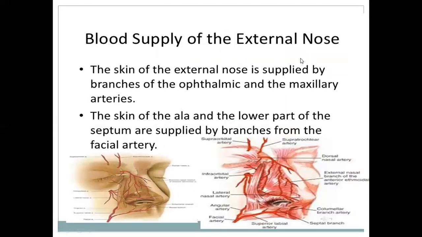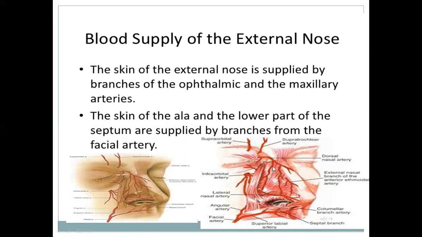So, blood supply of the external nose. The skin of the external nose is supplied by the branches of the ophthalmic and maxillary arteries. This is the supraorbital artery. This is the supratrochlear artery. These are the branches of the ophthalmic artery, and this is the dorsal nasal artery.